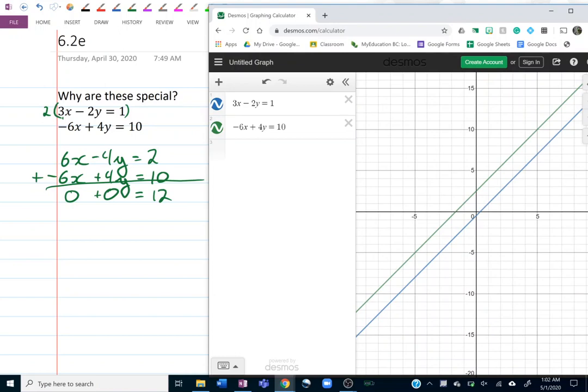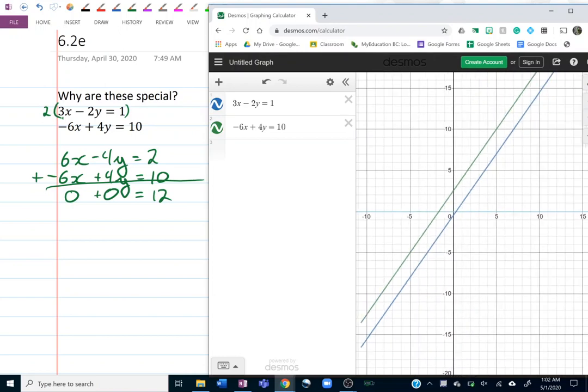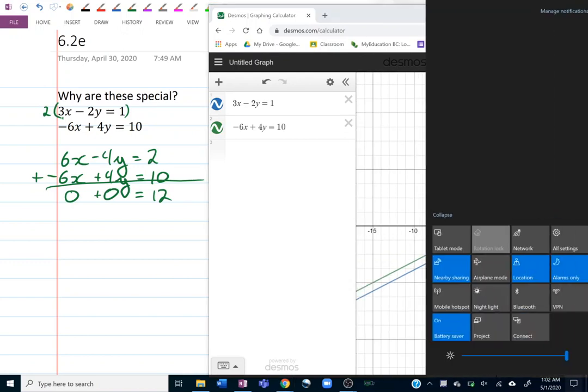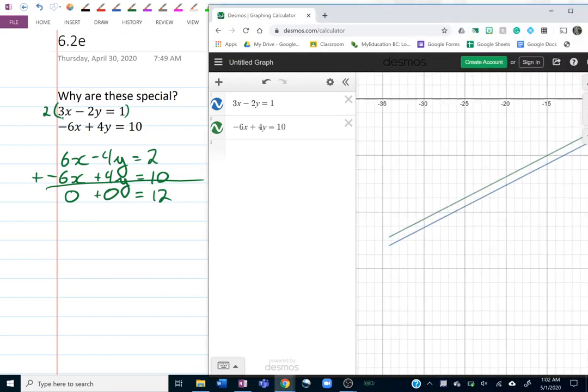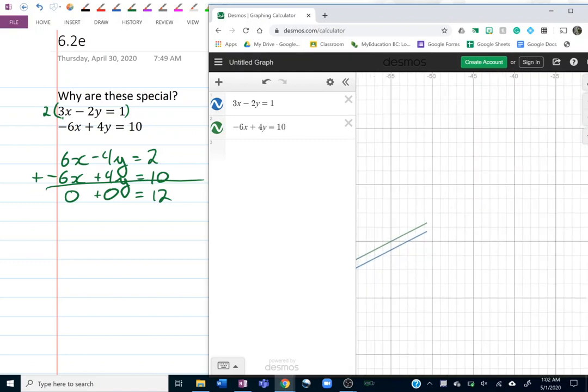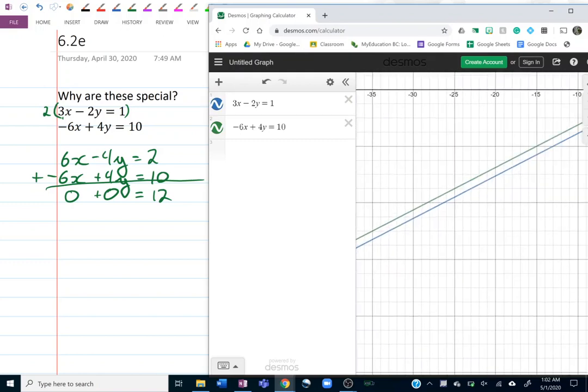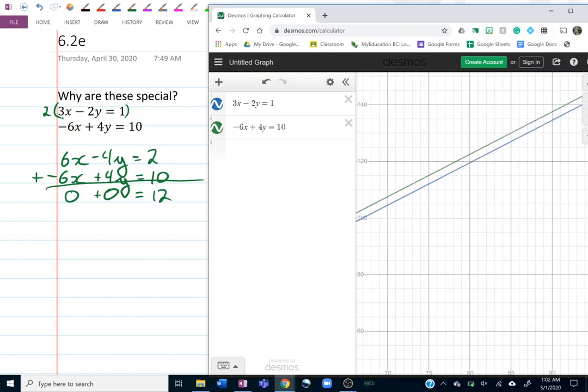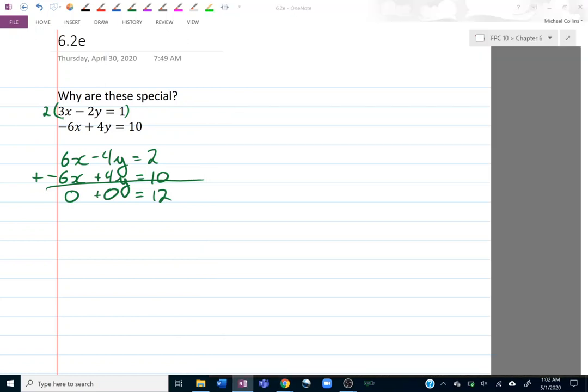So what I've actually got is 2 parallel lines that never, as far as we can look, as far as we want left, we could look as far as we want right, at no point in time do they cross. They do not share any points, which means there is no solution.